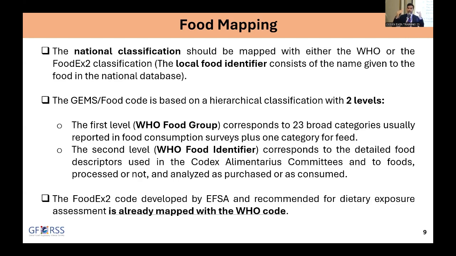So I will be using a second level called the WHO food identifier, which corresponds to the detailed food descriptors used in the Codex Alimentarius committees, giving more indication. Let's say wheat. So I had cereal and cereal-based products. The second level, I will be giving the name of my food, but according also to a standardized food classification. And we will see together that the GEMS food template gives also a third field in order for us to give even more information about the food. So I can go even for a three-level categorization system.